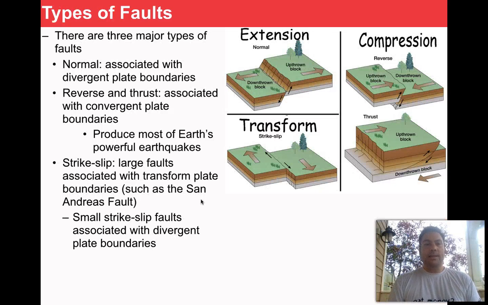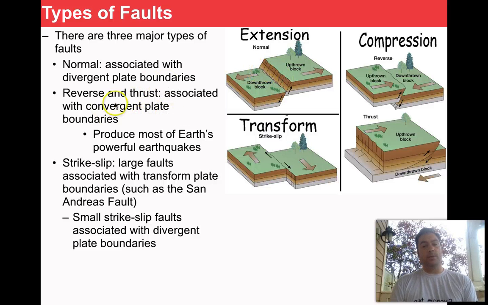So there are three kinds of faults that we have defined so far. There are basically normal faults, which are associated with divergent plate boundaries. Not always. I mean, we get normal faults all over the world, but this is where the main big ones occur. And this is a situation where we get extension, right? So we get a block being pulled this way, a block being pulled that way, and there's a slide plane with an angle right here in the middle. All right.